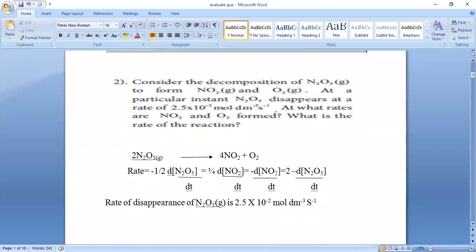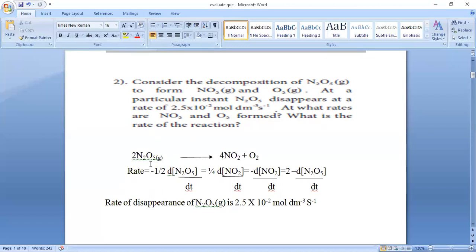See the second question now. Consider the decomposition of N2O5 to form NO2 and O2. At a particular instant, N2O5 disappears at a rate of 2.5 into 10 power minus 2 mol per dm³ per second. At what rate are NO2 and O2 formed? What is the rate of the reaction? First we need to write the equation. So 2N2O5 decomposes to give NO2 and O2. Next we need to write the rate expression for this equation.